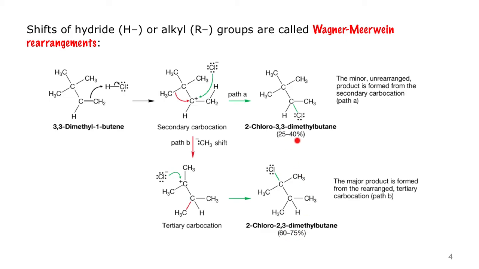You notice the product distribution here, depending on the specific reaction condition, somewhere between 25 and 40% of the unrearranged product, but 60 to 75% rearranged. So in general, carbocations will rearrange if they can produce more stable carbocations, and they will do so quite rapidly, so that we often see the major products produced from the rearranged carbocation.